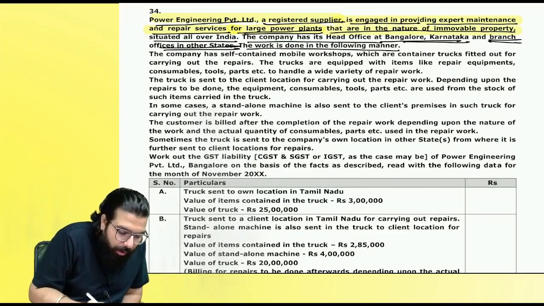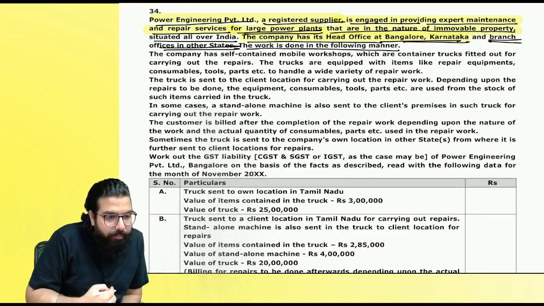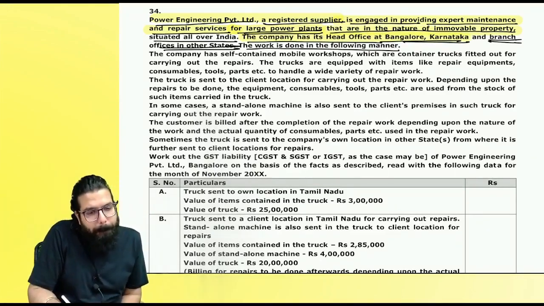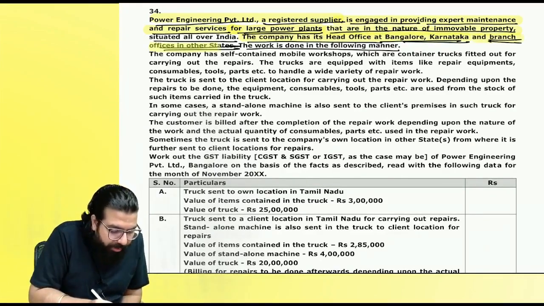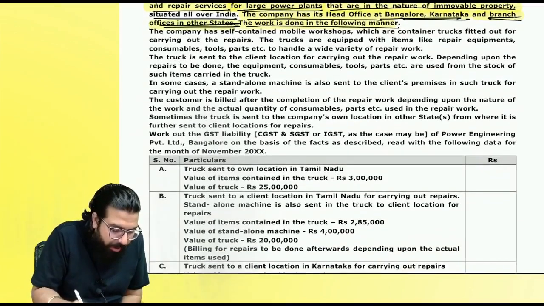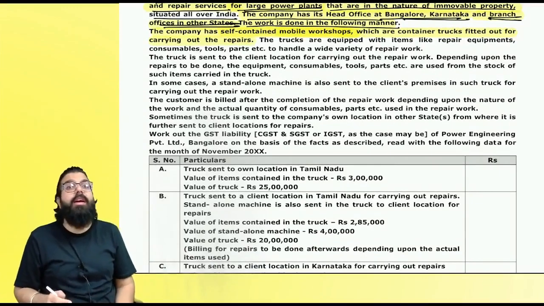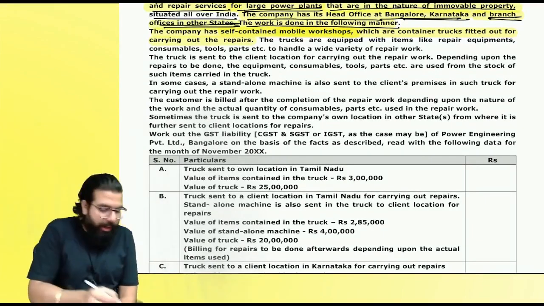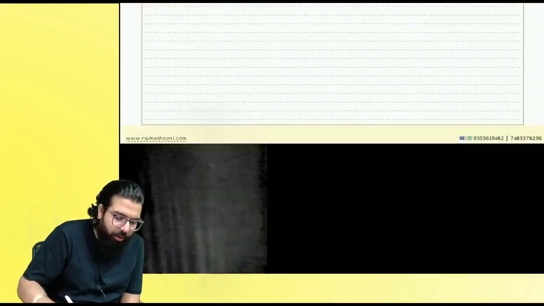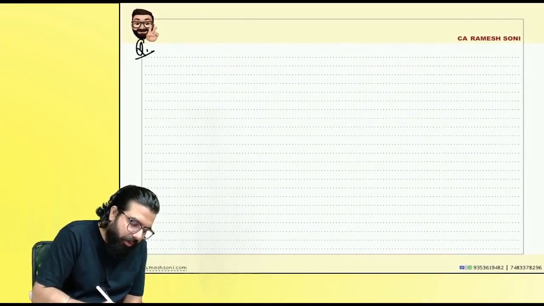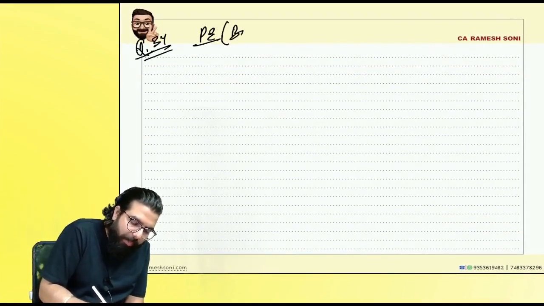Next. The company has its head office in Karnataka and a branch office in another state. The work is done in the following manner. The company has a self-contained mobile workshop, which is a container truck fitted out to carry out repairs. They have one truck. In the truck, all the material is there. Okay, everyone, who is this Power Engineering? Can we go ahead and do the question? Question number 34. This is Power Engineering. Where is it located? Bangalore. Correct, everyone? They have one truck.